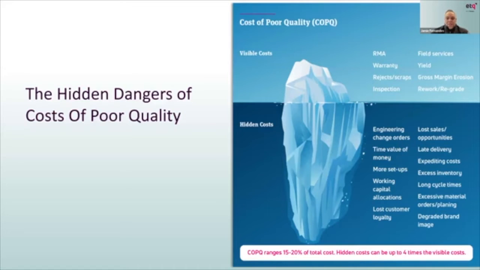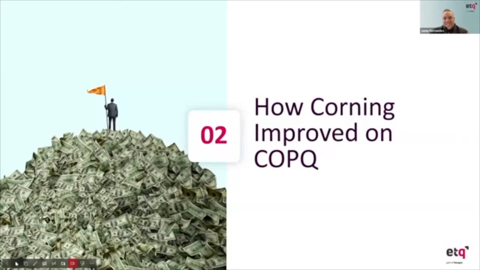So cost of poor quality ranges 15 to 20% of the total cost, right? That's a lot of costs. And so, focusing on making sure that the total equation is balanced and we're reducing those costs, with the work on the right side of our equation, keeping the costs down on the left side. So without further ado, I will hand to Caitlyn, who will talk to you about how Corning improved on cost of poor quality.